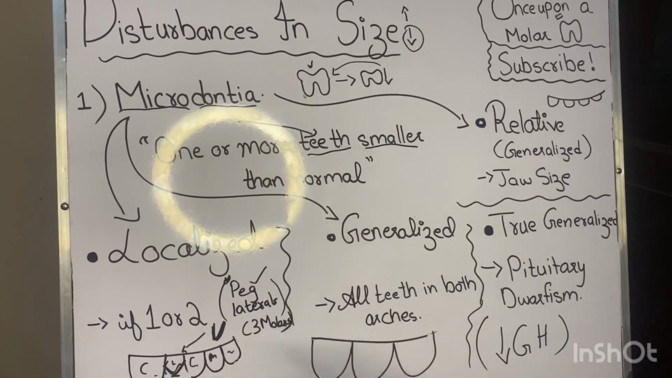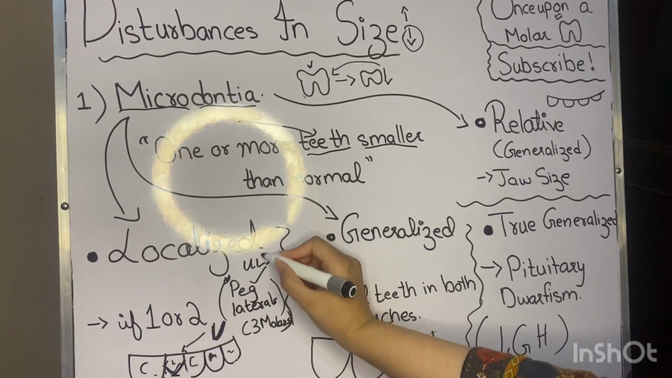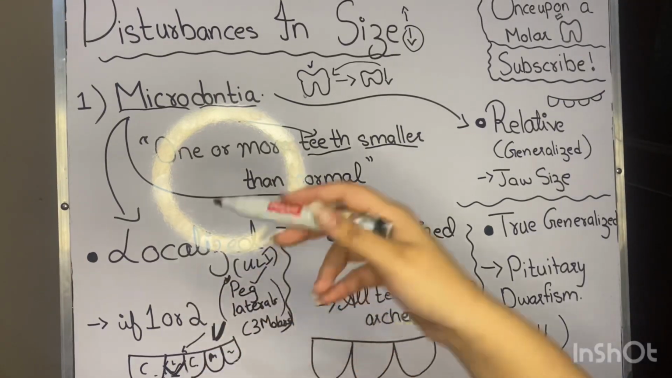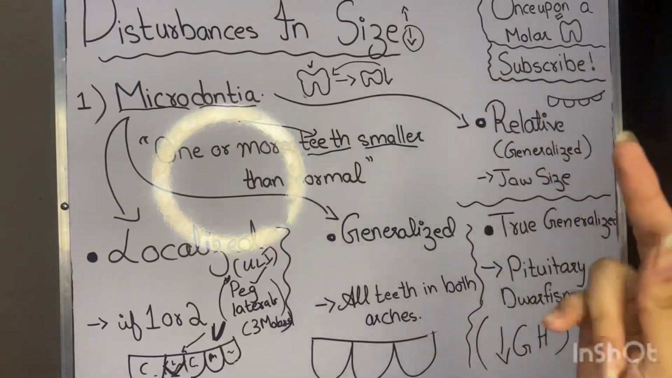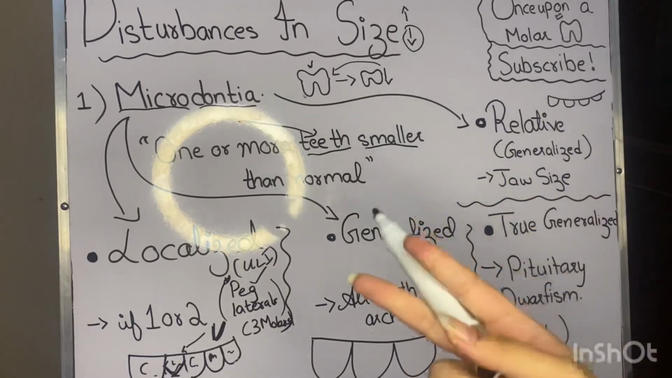But if they're asking which tooth, then that is an upper lateral incisor. Here as well we've drawn a lateral incisor, any one or both, that's the main thing. They can be two, they can be one, but usually they are two.